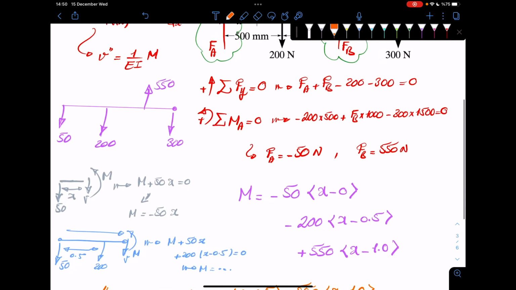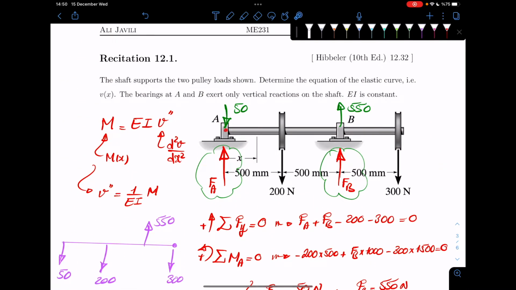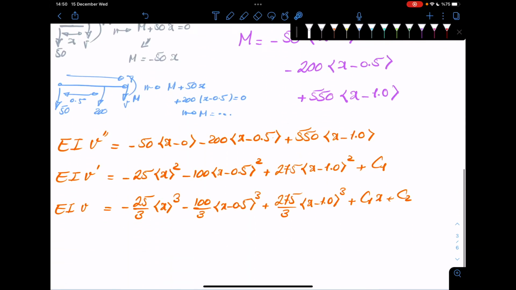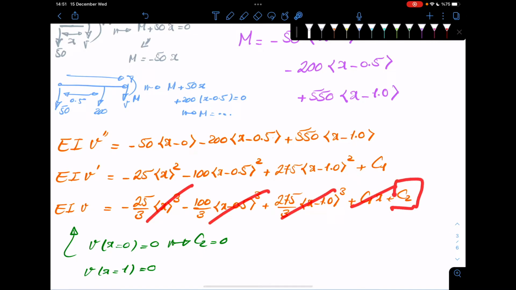So what are the boundary conditions? If you look at the picture, you see that displacement is 0 here, the deflection is 0, here and here. So at x equals 0, deflection is 0. At x equals 1, also deflection is 0. You insert those two boundary conditions. So V at x equals 0 is 0. V at x equals 1 is also 0. From the first boundary condition, you immediately see C2 is 0. Because if you insert x equals 0, all of these terms will disappear, and then this would be 0.